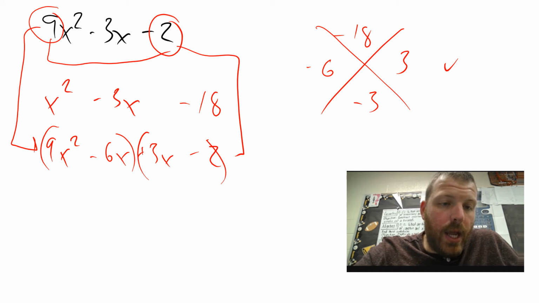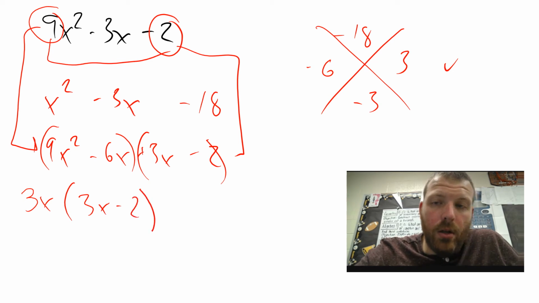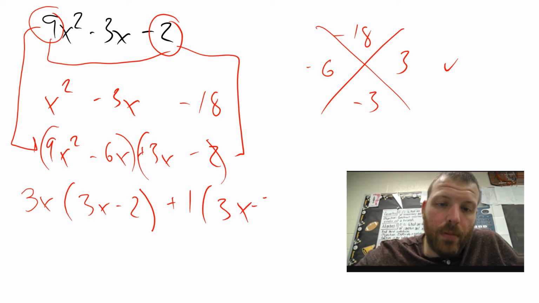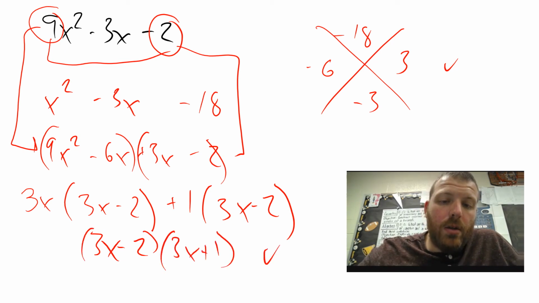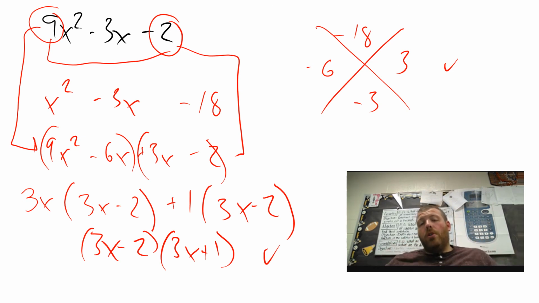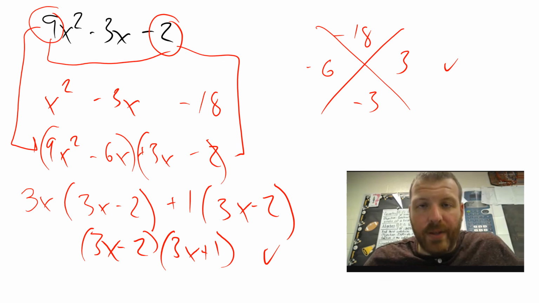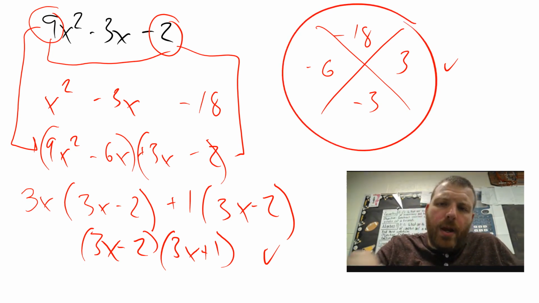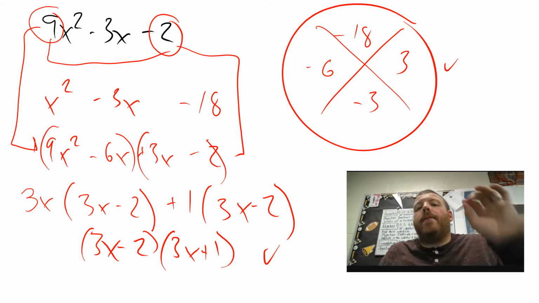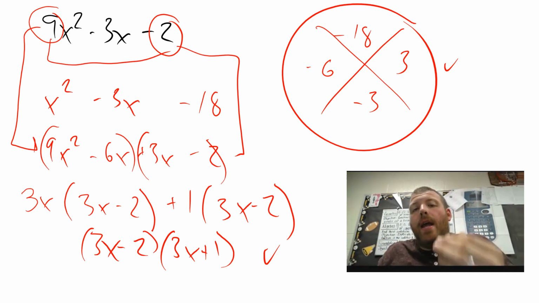So we're going to be able to take out a 3x, which will allow me to have 3x minus 2 left. I got 3x minus 2. That means I'm going to have a plus 1 on the outside. So 3x minus 2 times 3x plus 1. Cha-ching! It worked. And so sometimes you will have things that are not able to be factored. But it all lies right here. Can you find factors that multiply together and then add together?